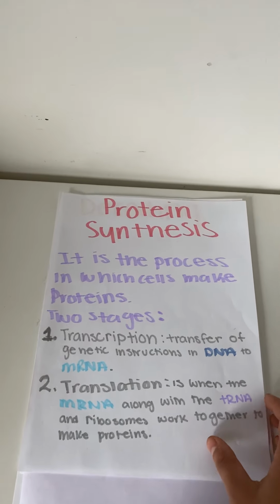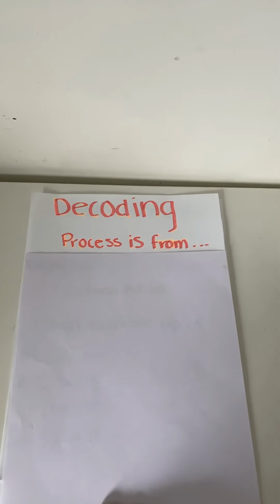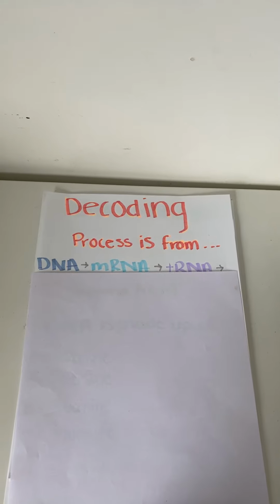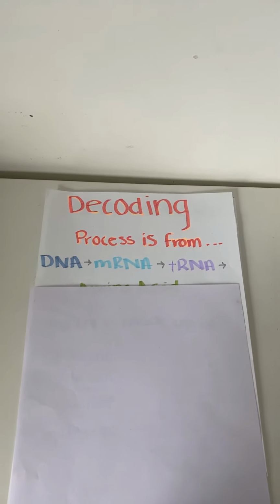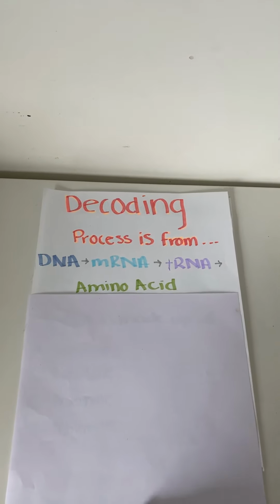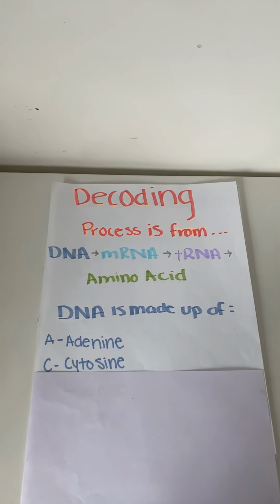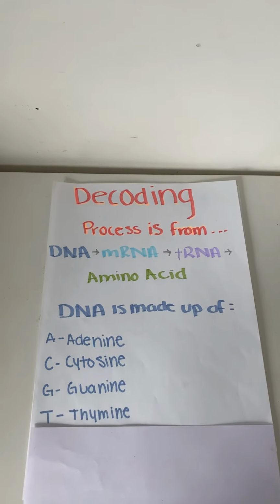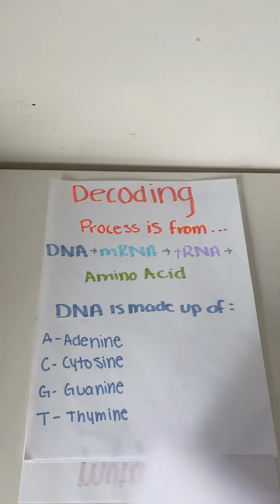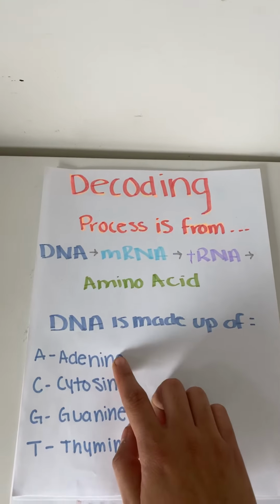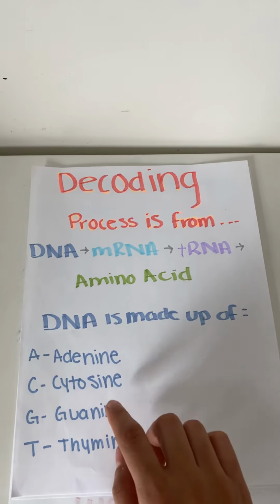We see this in the process of decoding. Decoding is a process from DNA to mRNA to tRNA and then to finding the amino acids in the strand. DNA is made up of adenine, cytosine, guanine, and thymine. In this case, adenine will bind with thymine and cytosine will bind with guanine.